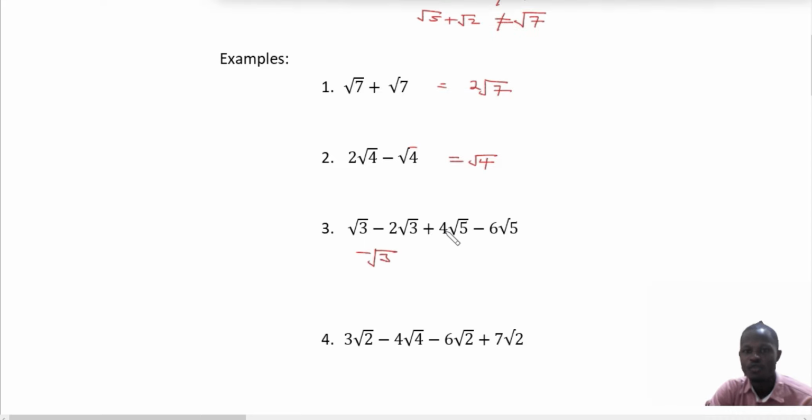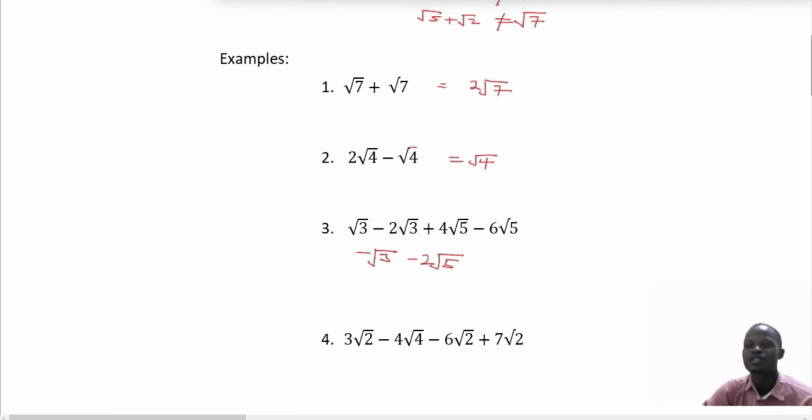And then we have plus 4 root 5 minus 6 root 5. You can subtract them since they have the same root, root 5 and root 5. Our x here is 4 and our y is 6. 4 minus 6 is minus 2. So you write minus 2 root of 5. So this is the answer for this question.